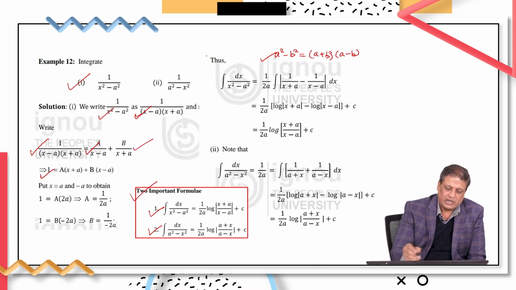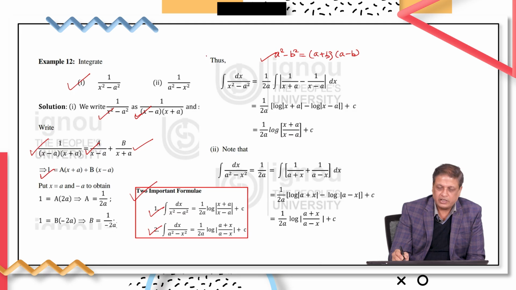Now solving, as we had already done, we take the LCM, cancel the denominator part, and equate the coefficients. You will get equation number 1, which is 1 equal to A into (x plus a) plus B into (x minus a). Now for what values of x will the components A and B vanish? For x equal to a, the component B will vanish, and for x equal to minus a, the component A will vanish.